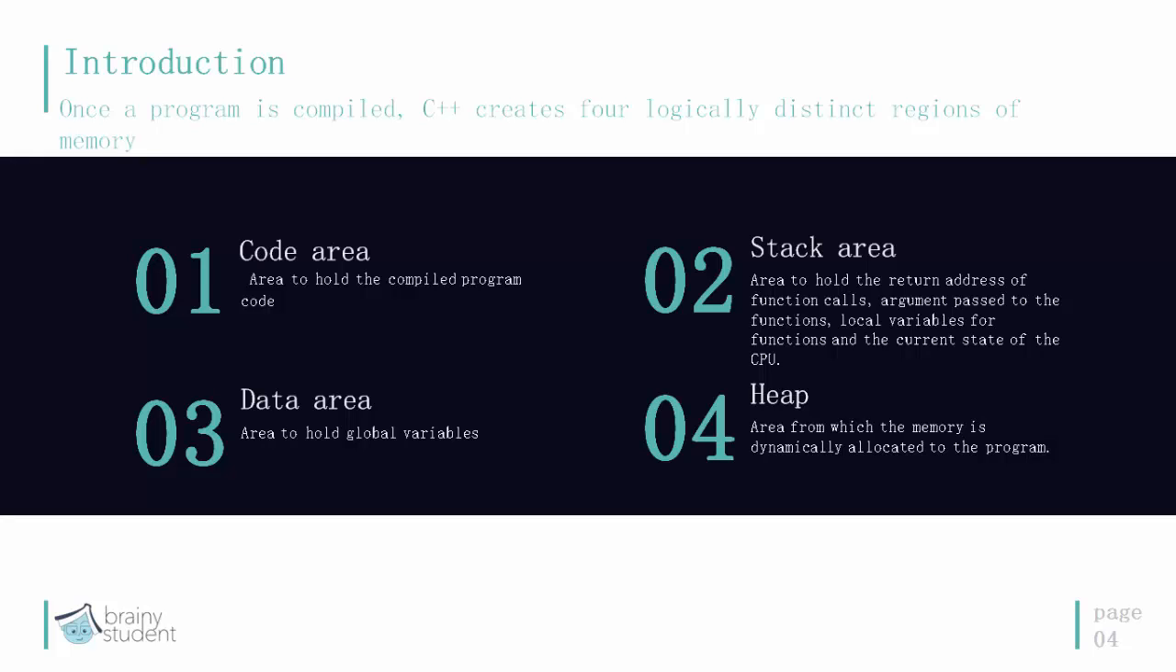Heap is an area from which memory is dynamically allocated to the program. We know that we have two types of memory allocation: static memory allocation and dynamic memory allocation. Static memory allocation is a memory allocation where we allocate the memory at compile time.